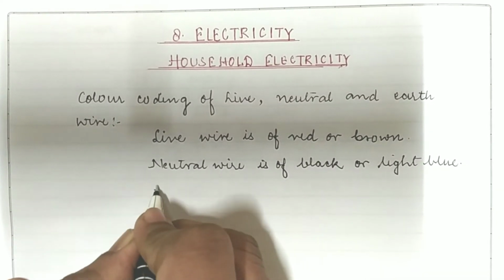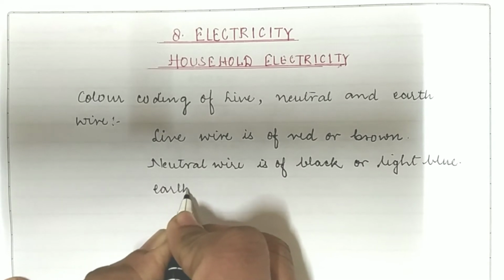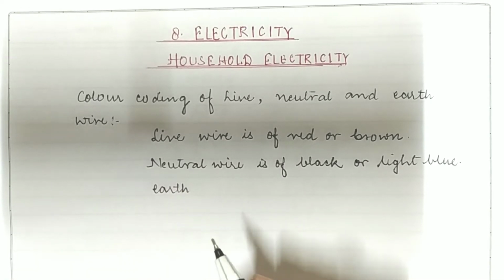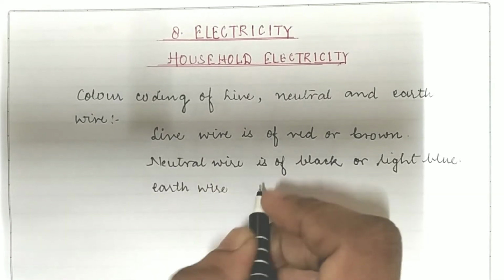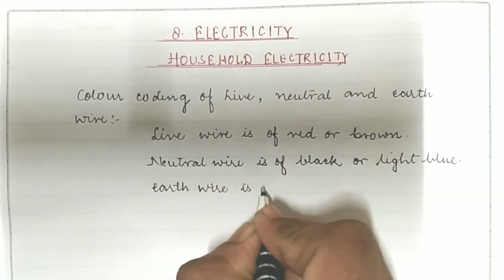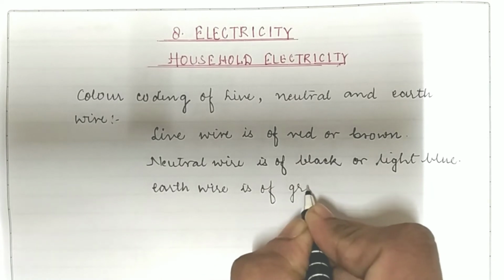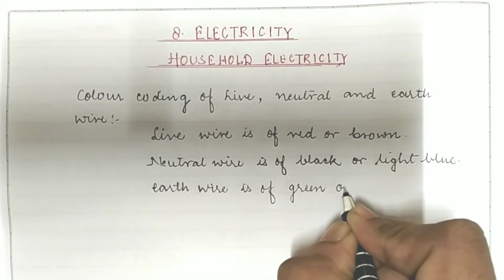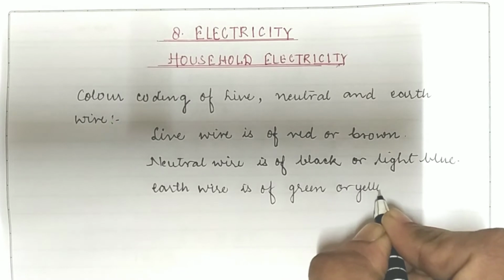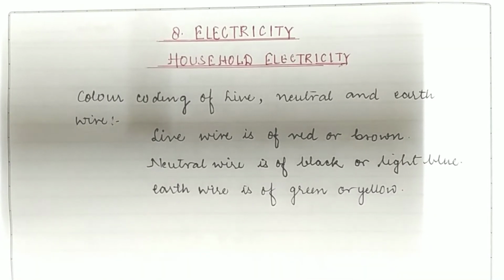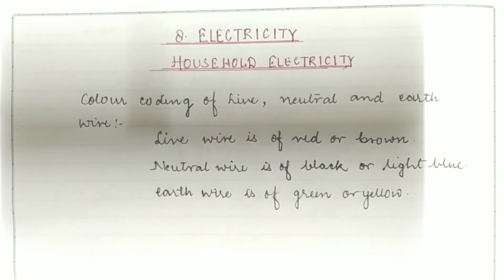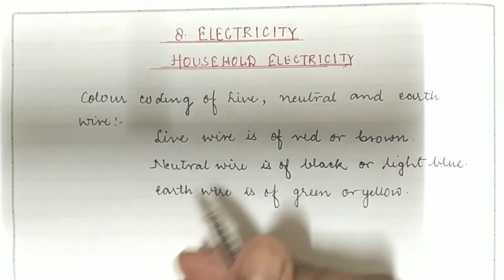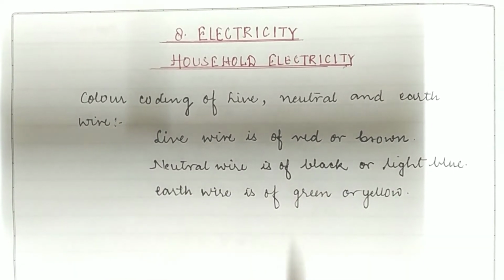And the last wire is the earth wire, which is used for grounding the excess amount of electricity. The earth wire is either green or yellowish in color. So children, three types of wire are used for the transmission of electricity from one place to another, or from the hub to the consumer. We use the three wires in combination: live, neutral and earth wire.